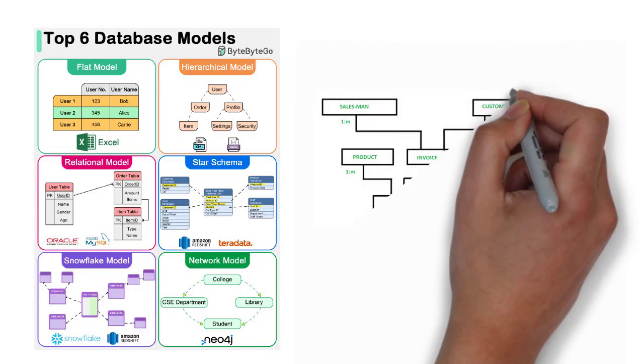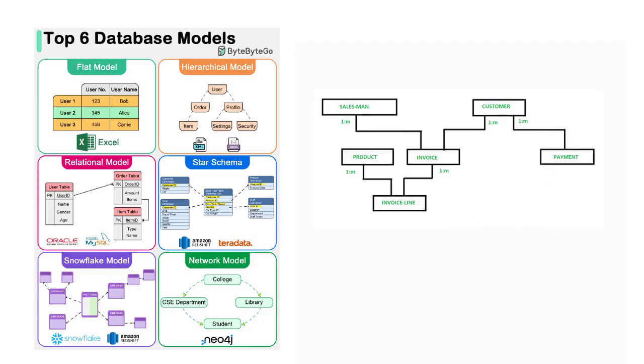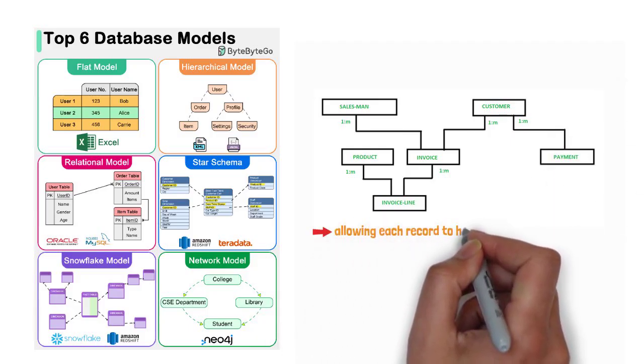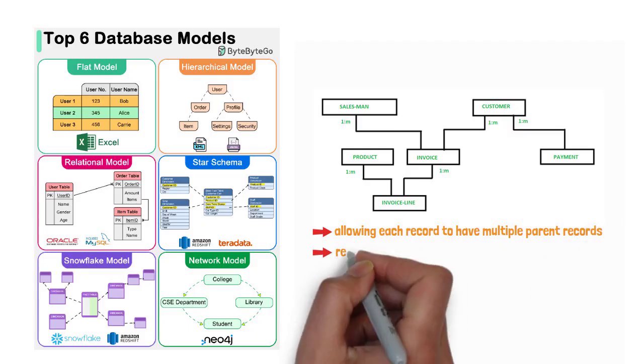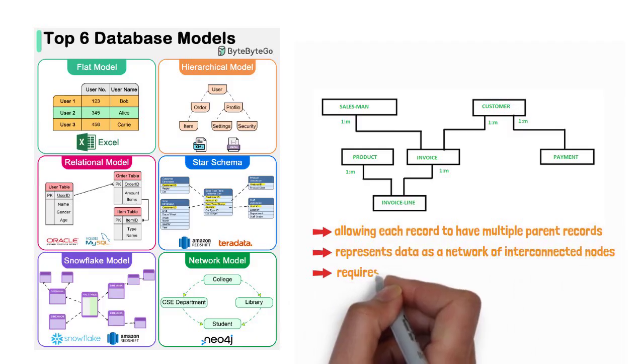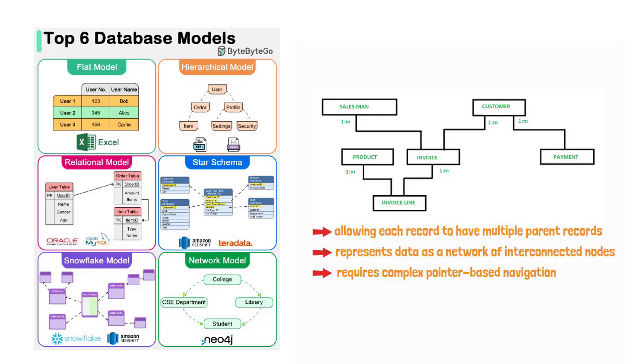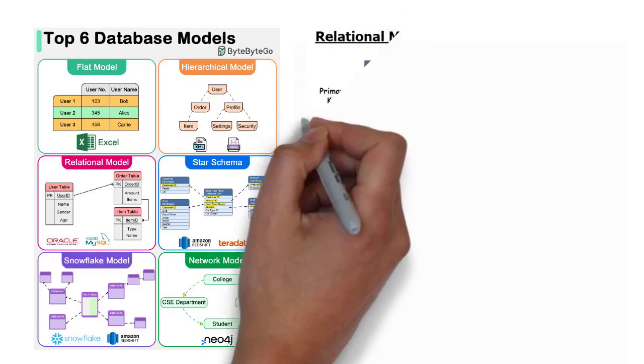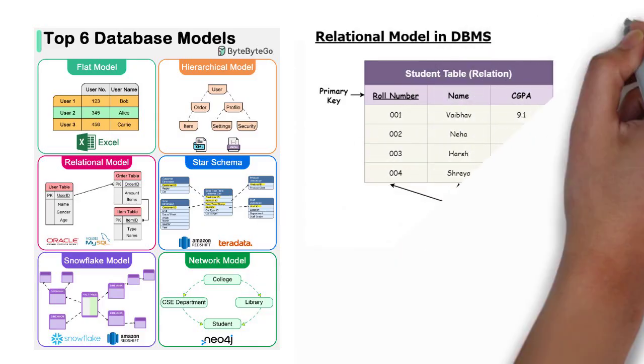Next is the network model, which extends the hierarchical model by allowing each record to have multiple parent records. It represents data as a network of interconnected nodes, but still requires complex pointer-based navigation. Then comes the relational model, the most widely used model today.